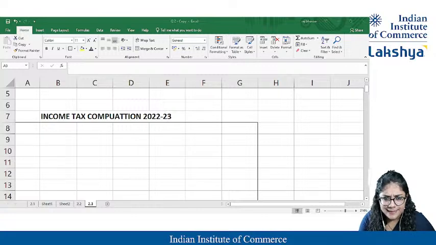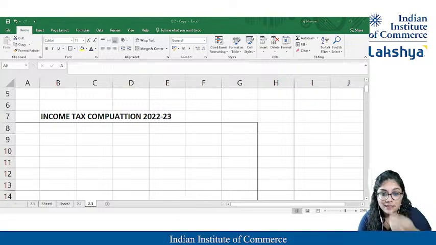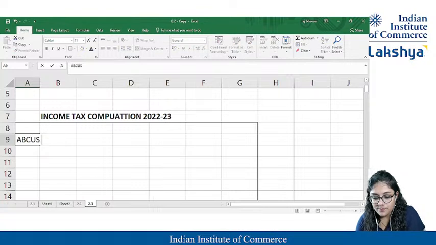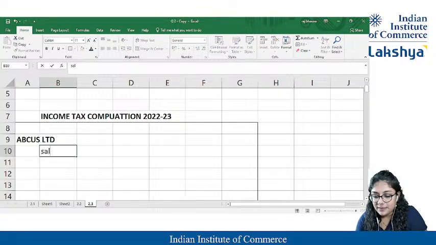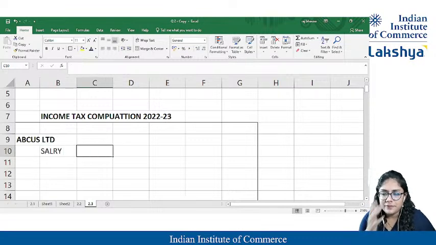First thing I need to enter is Abacus Limited. We got some salary from both the employments. So please write Abacus Limited. First I got some salary, for how many months? For 4 months. So what was the amount of the salary?